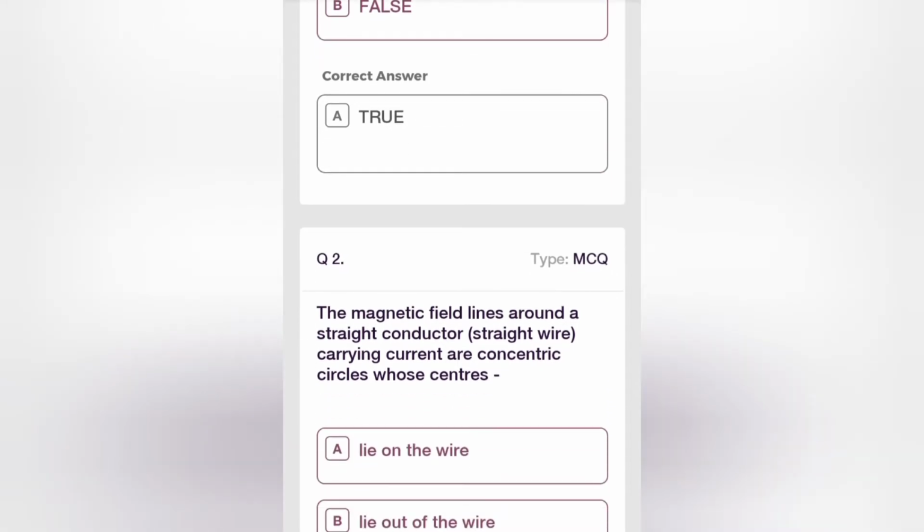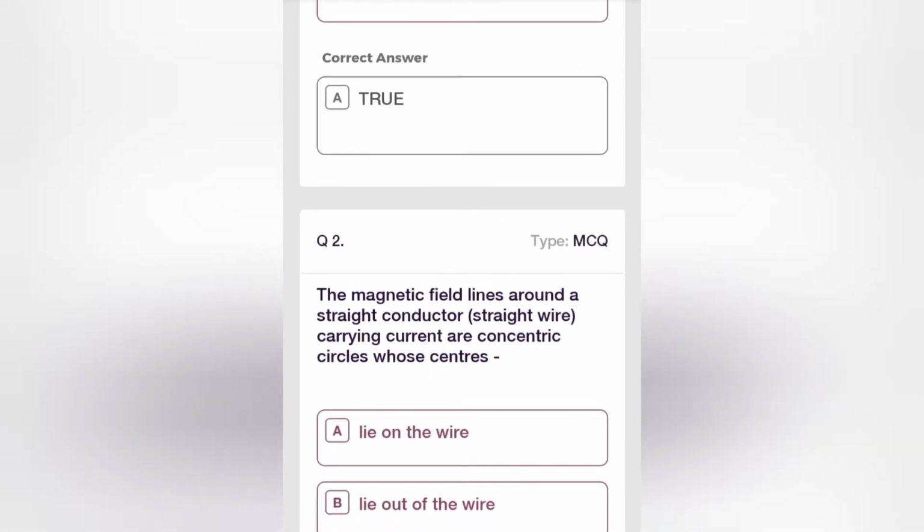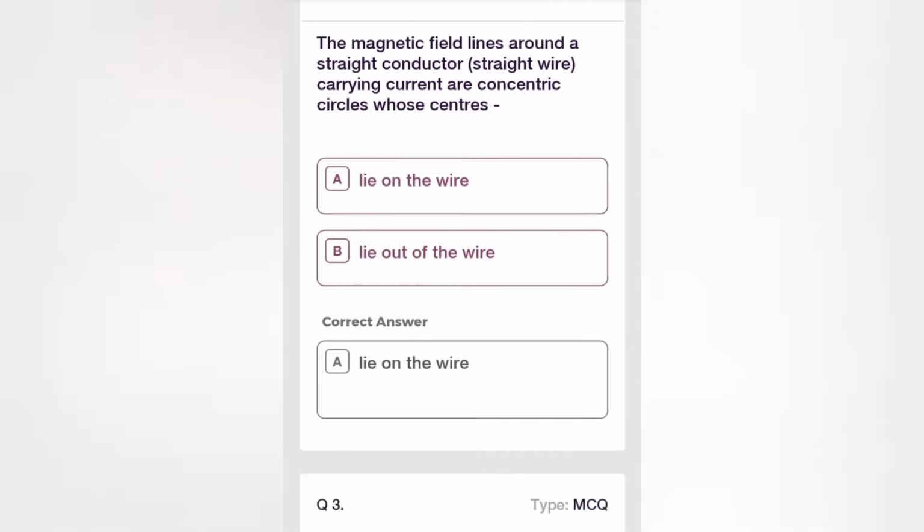The magnetic field lines around a straight conductor carrying current are concentric circles whose center dash. Option A, lie on the wire. Option B, lie out of the wire. Option A is correct, lie on the wire. See, this is the current carrying wire. So how is the center placed? Center is placed on the wire. Lie on the wire. Option A is correct. The center lies on the wire.